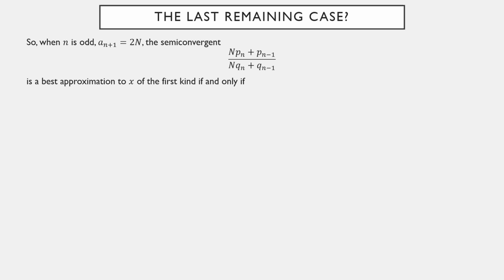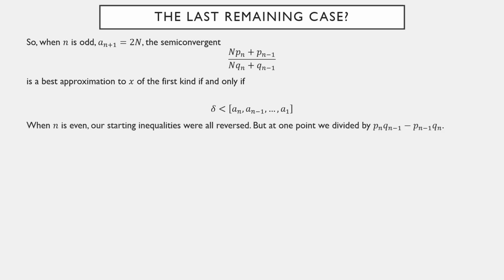Under the assumption that n was odd with a particular direction of our inequalities, it will be a best approximation of the first kind if and only if delta was less than this interesting continued fraction, which is a rational number. It is a finite continued fraction, but it uses the partial quotients of x up to the nth one, but in the reverse order.